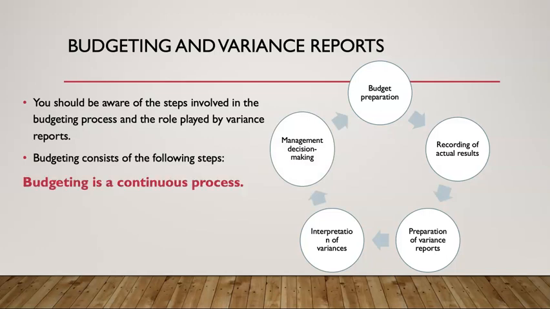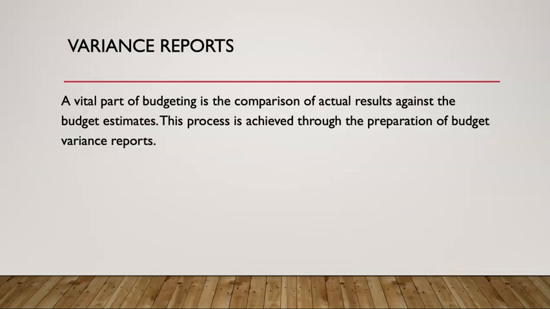It is a continuous process because after those decisions, we then make a new budget, which hopefully will then show what happens to our actual results. And this will be a continuous process to allow us to become a better, more profitable company. And as we mentioned, variance reports are a vital part of budgeting as they involve the comparison of actual results against the budget estimates. This process is achieved through the preparation of budget variance reports. And an important thing to remember, in 2020, you will not be required to prepare them, but you will be required to analyse them.